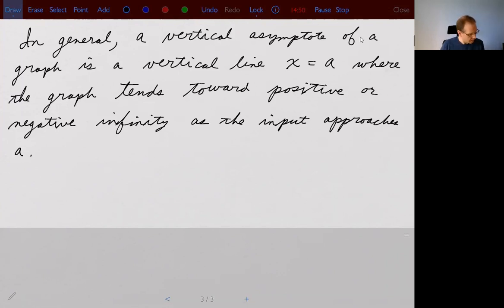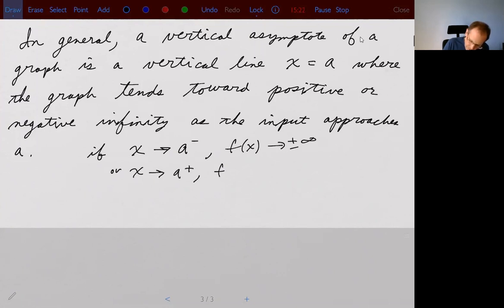Okay, another way we can say that is, if x approaches a from the left, and f of x approaches either infinity or minus infinity, or as x approaches a from the right, and you also have the function approaching either positive or negative infinity, then there's a vertical asymptote at x equals a.